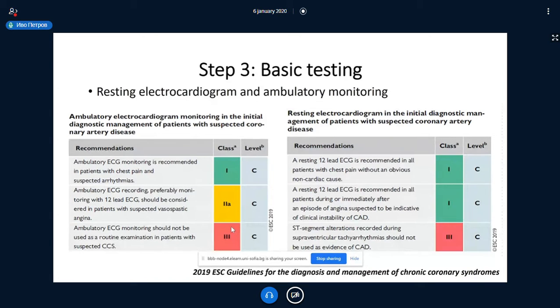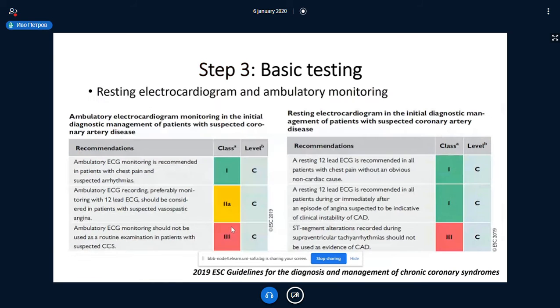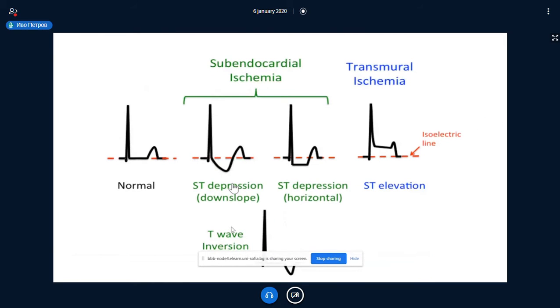I mentioned already that the 12-lead ECG with acute changes during chest pain is one of the most typical non-invasive testing that can show us that the patient has coronary artery disease. And what are the typical changes in the ECG during chest pain? Of course, this is the normal ECG in which the ST segment is on the isoelectric line.